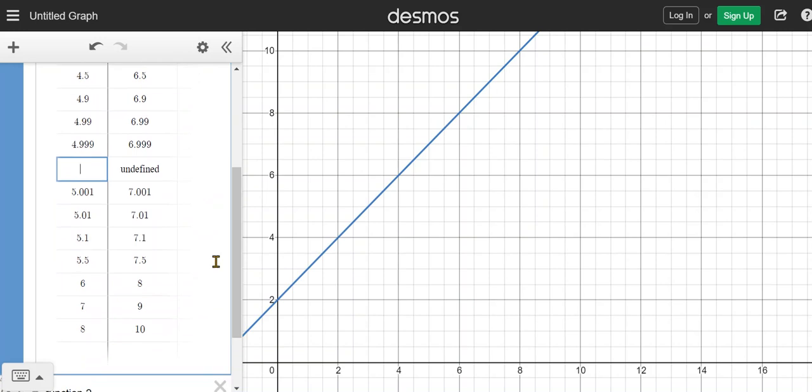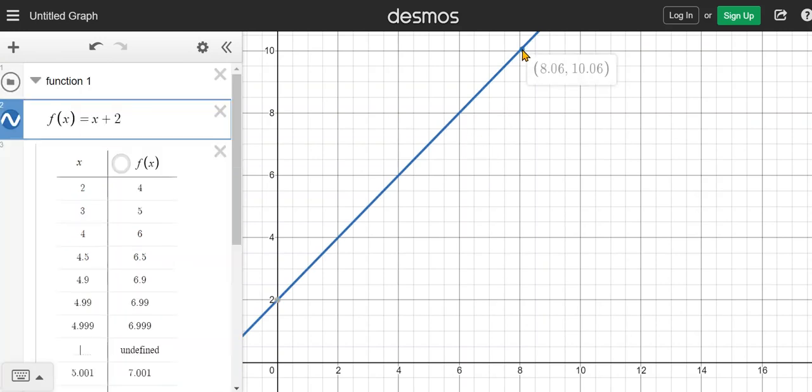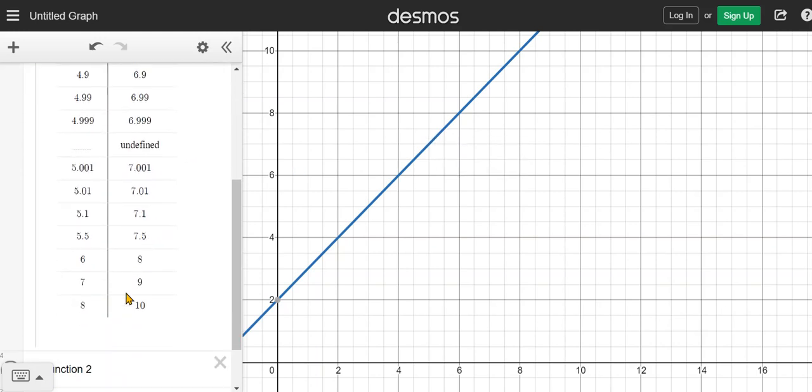Well, we can come from the opposite direction too. As we approach 5 from larger numbers, in other words, from the right, so we're starting up here at x equals 8, and we move to the left along the curve, we can see as we get closer and closer to 5, the function values are getting closer and closer to 7. And we can see that here as well.